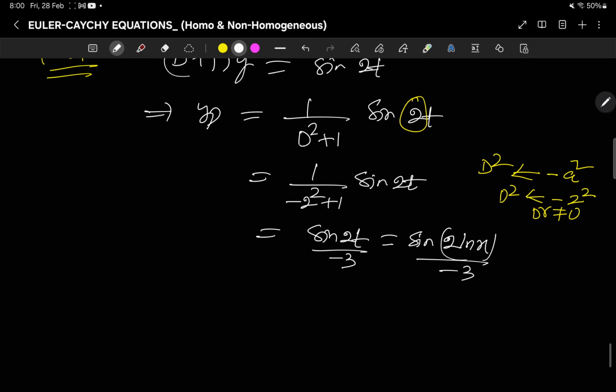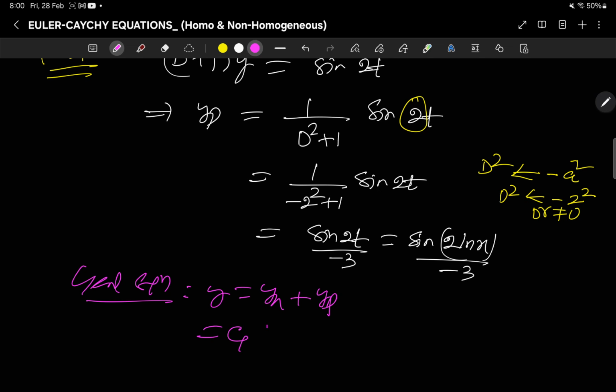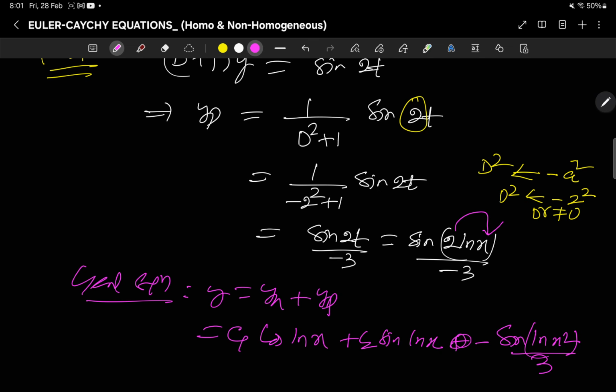So therefore the general solution is y is equal to y homogeneous plus y particular, is C1 cos ln x plus C2 sin ln x plus, I can write it minus here, sin ln x square by 3. So this power becomes the power of this x here. So this is your answer.